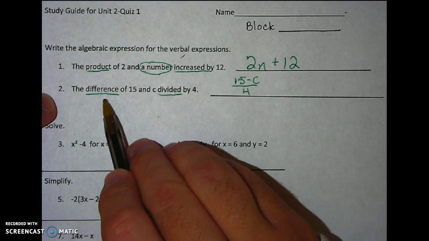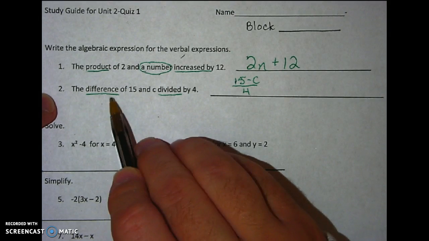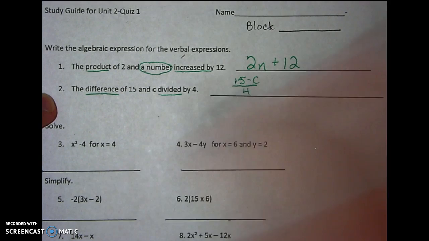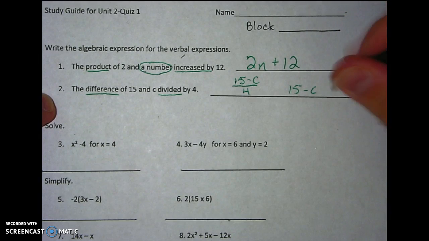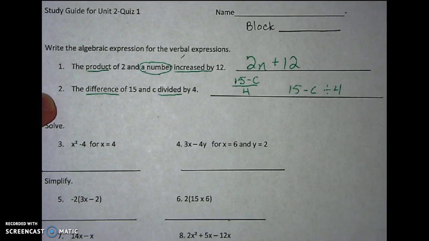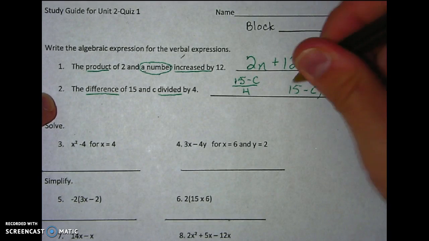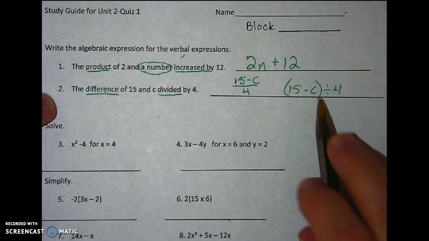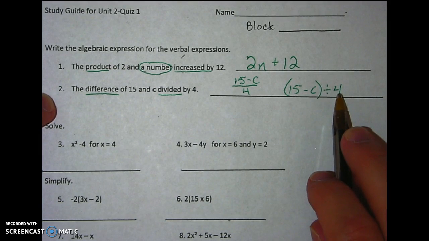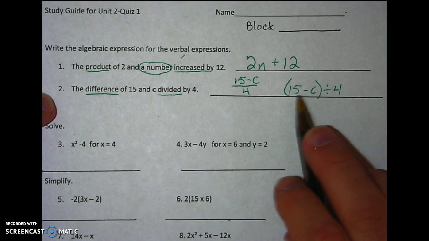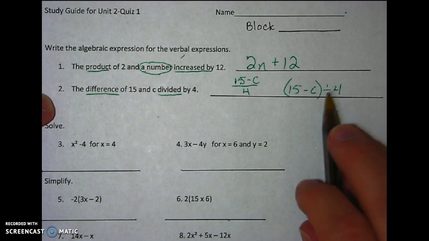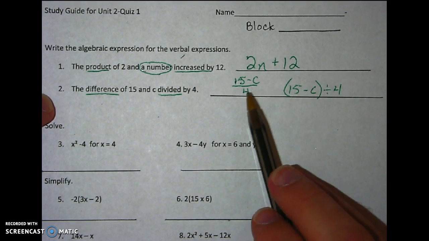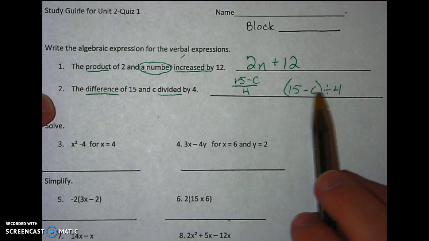Since I'm looking for the difference of 15 and C, that means I have to have the answer to 15 minus C. You could also show it this way. 15 minus C divided by 4. In order to get the difference first, I need to do that, and because order of operations would have me saying C divided by 4 first. But I can find the difference first if I put parentheses around it and show that I want to do the subtraction before the division. Both of these are the difference of 15 and C divided by 4.